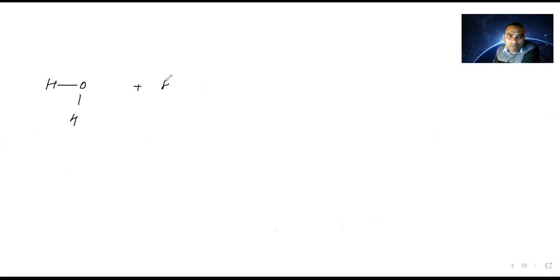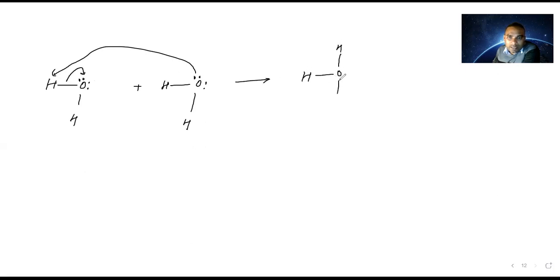Now see, HOH. Another HOH. Here a lone pair is there. This is also a lone pair. This is also a lone pair. What is happening? This is taking an H plus ion here, and so this bond is shifting here. So see, it is forming H3O plus. Here is now H, here is now H. This is a positive charge. Okay.